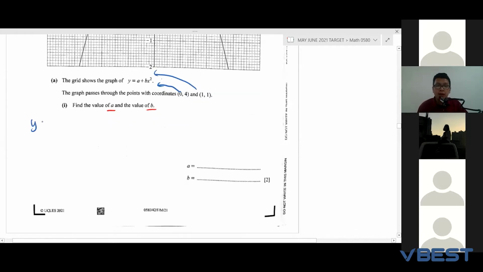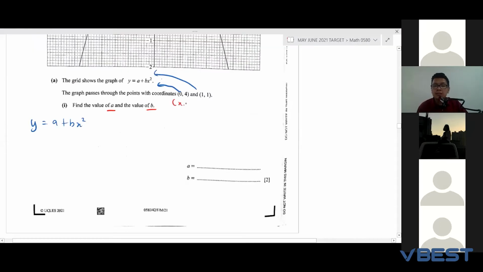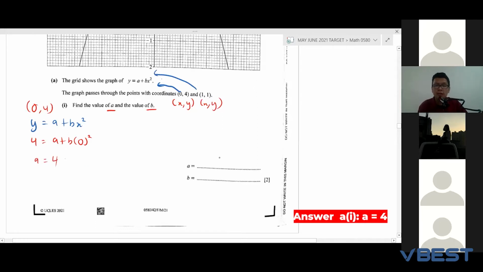So y equals a plus b x squared, and remember that this is x, this is y. So the first point here is 0 and 4. So 4 equals a plus b bracket 0 squared. Okay, 0 squared of course is 0, and 0 multiplied by b is still 0. So right now you already know that a must be equal to 4. Okay, so you already get a equals 4.